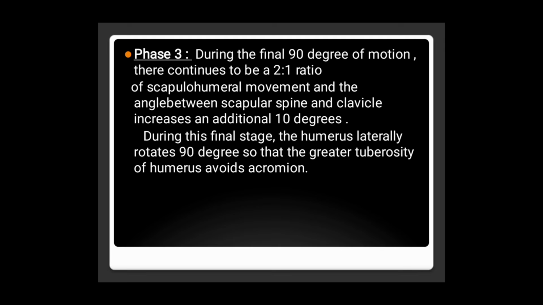Phase 3. During the final 90 degrees of motion, there continues to be a 2:1 ratio of scapulohumeral movement, and the angle between the scapular spine and clavicle increases an additional 10 degrees and becomes 15 degrees. During this final stage, the humerus laterally rotates about 90 degrees so that the greater tuberosity of the humerus avoids the acromion.